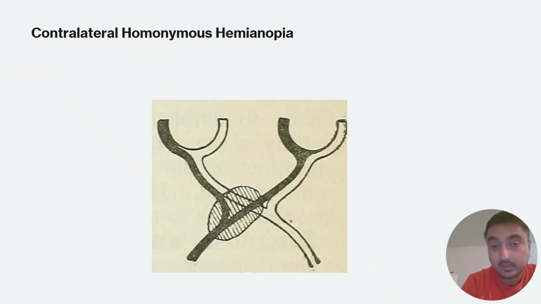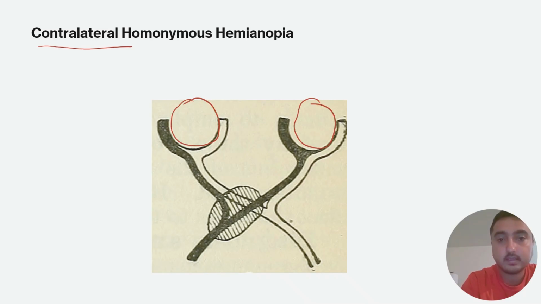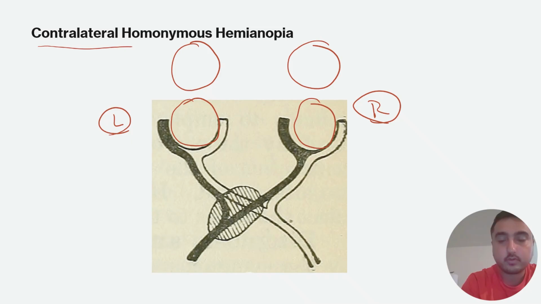Now let's go through the different manifestations of middle cerebral artery stroke. First, let's discuss the homonymous hemianopia. So if this is an eye and this is the other eye, this would be our left eye and this is the right eye. Now these circles I've drawn for the visual field. So light from the visual field always crosses when reaching the retina. So light is going to cross this way.